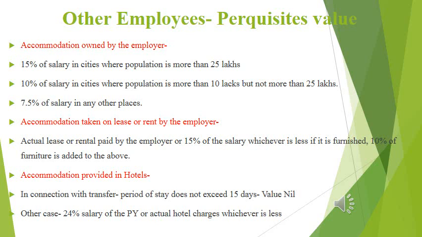Clear? Suppose this house is furnished. In the problem, it is stated as a furnished house. What do we have to do? Again, we have to add 10% of the cost of furniture along with this calculated figure. This is the common procedure, the same as in the case where accommodation is owned by the employer. If it is furnished, we have to add 10% of the cost of furniture along with the perquisite value.